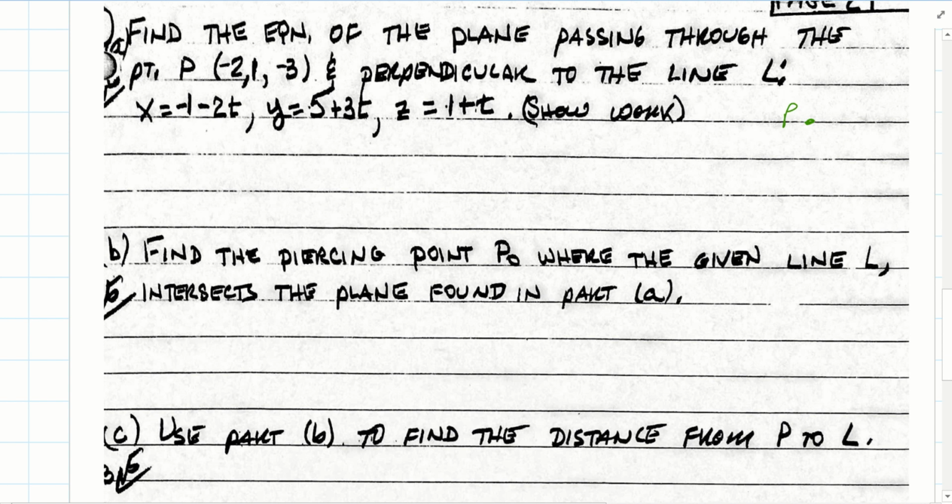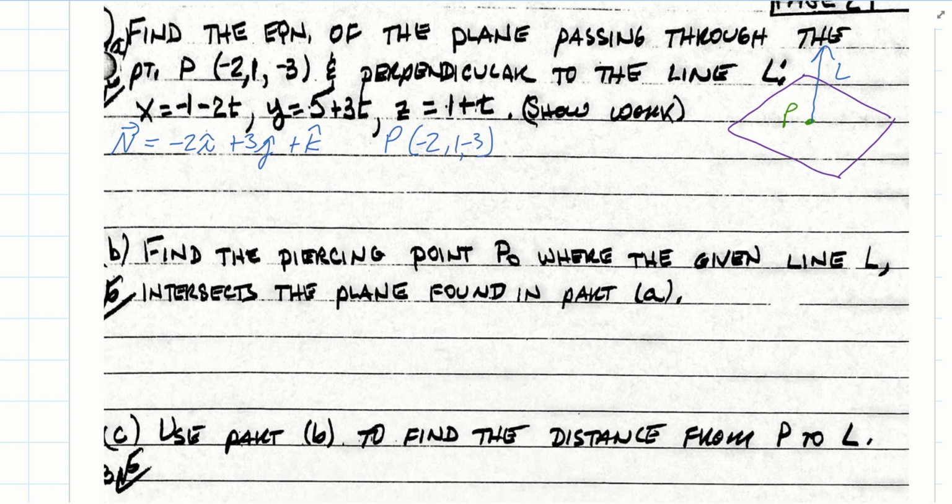We're given a point P, we're given a line L, and they just said that line L is perpendicular to our plane. So we don't even need to do any cross product to get the vector normal. The vector from line L is the vector normal. So N is going to be equal to negative 2i plus 3j plus k. Because again, it said that our line is going to be perpendicular to the plane. And then we have our point, negative 2, 1, negative 3.